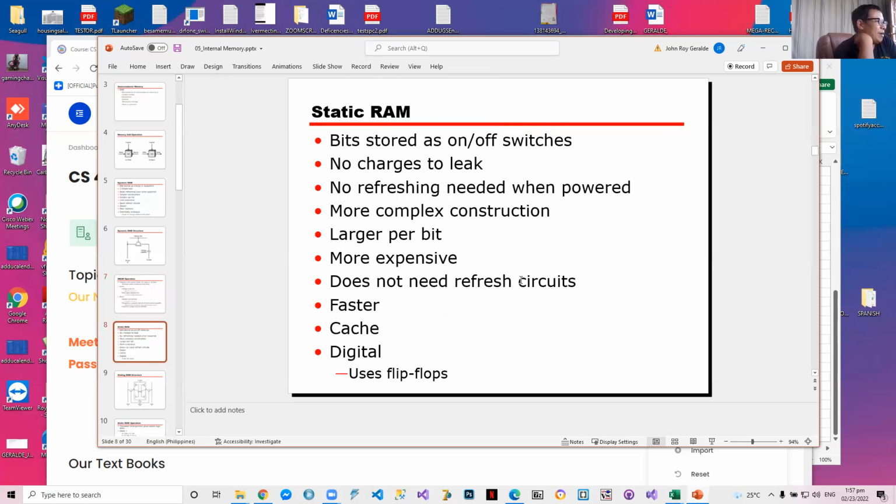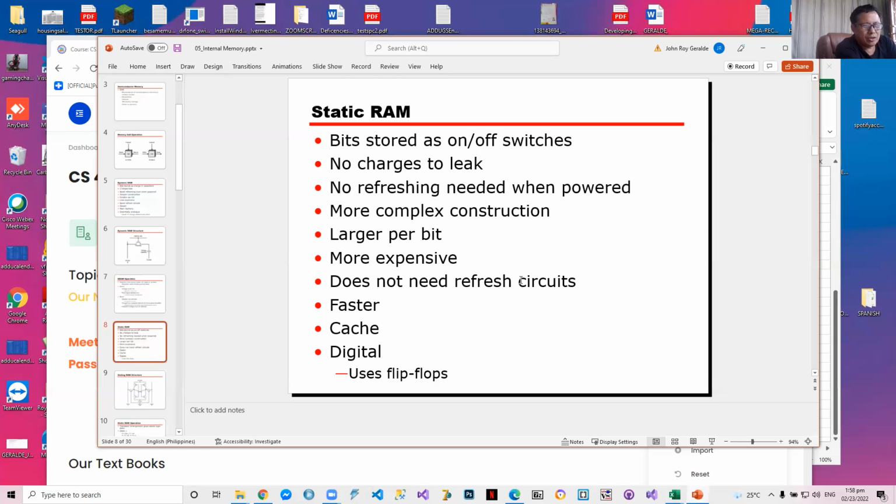So the other type of RAM is static RAM, no? The main difference is that a static RAM is made of transistors, no? It's not just one transistor. There's always a transistor to select the address, no? But this time, the transistors are not only used to select the address, but even to store the value itself, no? Static RAM. Bits are stored as on or off switches. This uses, by the way, flip-flops. No? Flip-flops are used here.